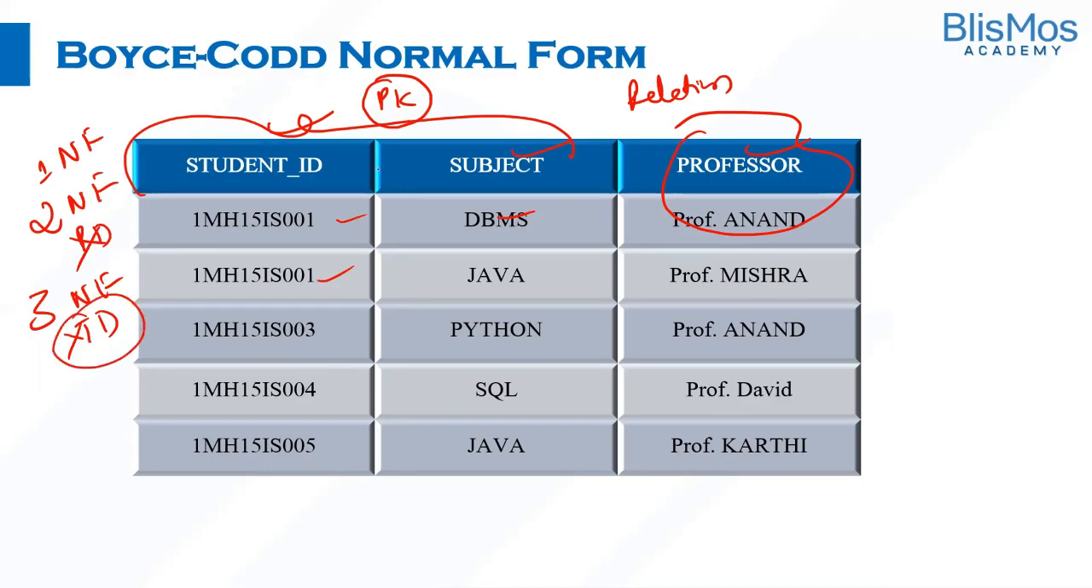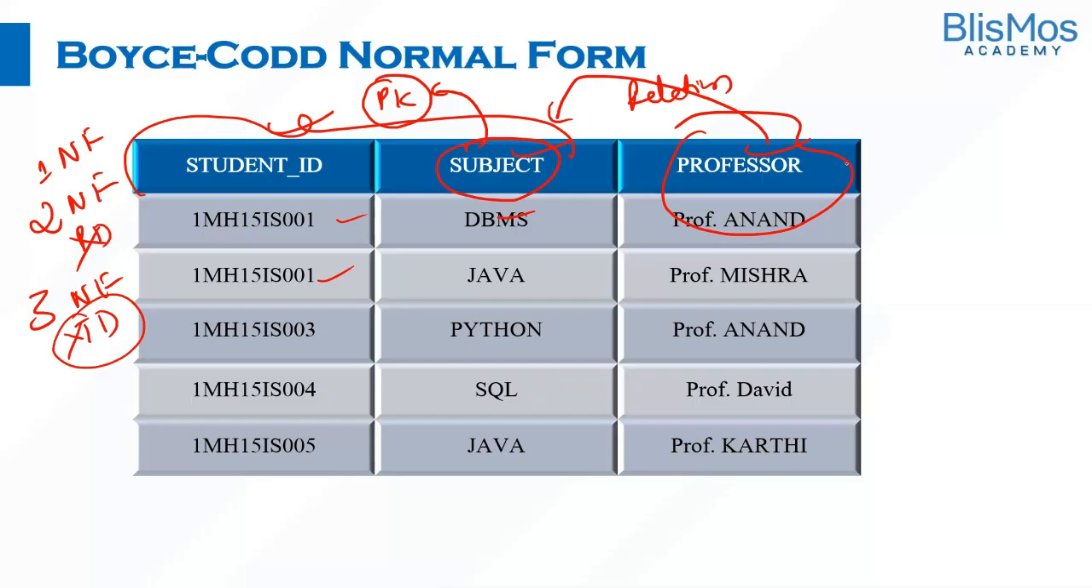If you observe critically, from professor we can identify a subject. Professor Anand is teaching DBMS. Professor Mishra is teaching Java. And subject is a part of the primary key. From professor, we can determine the subject, and subject is a part of the primary key.